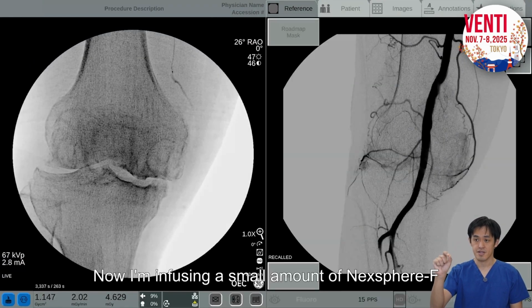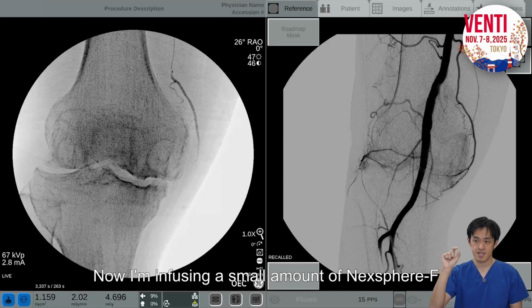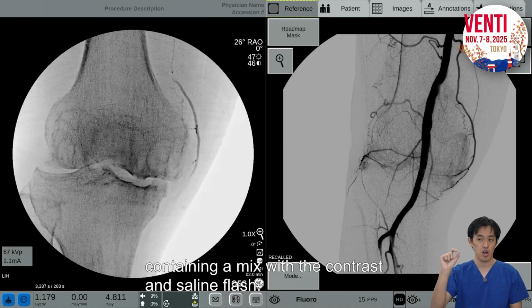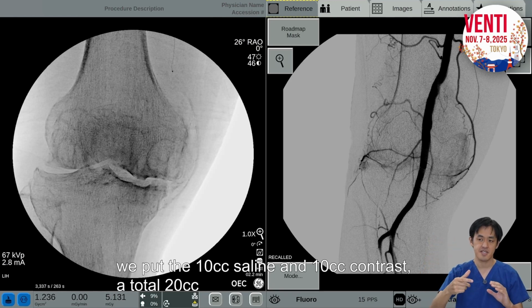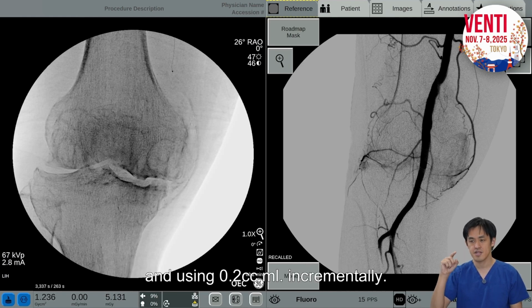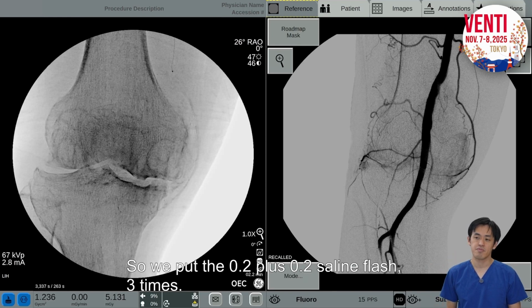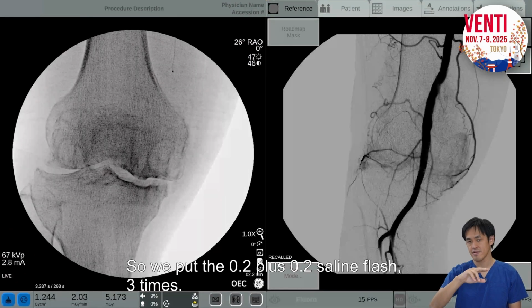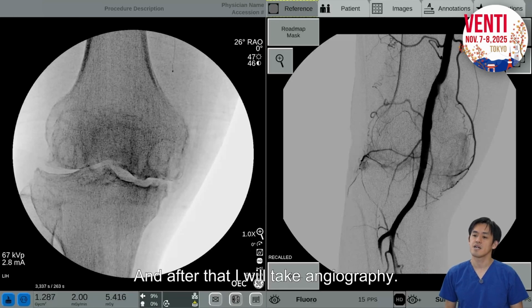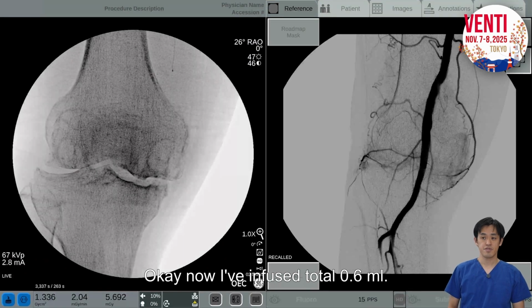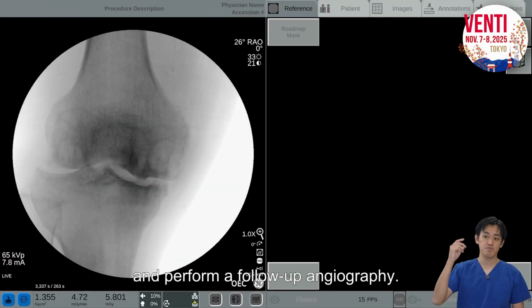Now I'm infusing a small amount of Nexphere F mixed with the contrast and the saline flush. Usually the Nexphere F contains 200 mg, and we put in 10 cc saline and 10 cc contrast, total 20 cc, and use 0.2 ml incrementally. So we put in 0.2 plus a 0.2 saline flush, 3 times, so 0.6 ml is infused in total. And after that, I will take angiography. Okay, now I have infused a total of 0.6 ml and will perform follow-up angiography.